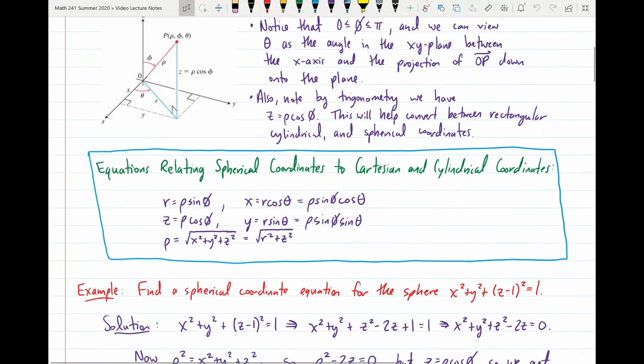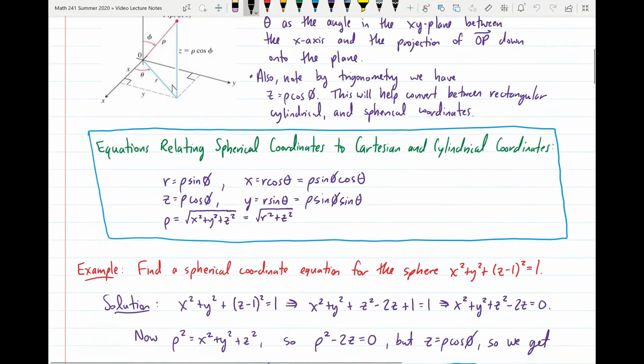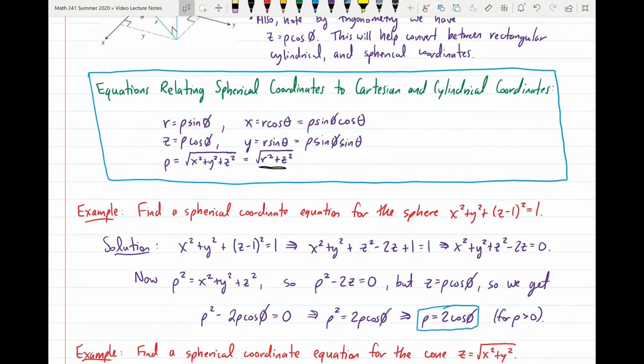And this is basically by definition, because the square root of x squared plus y squared plus z squared is the distance in Cartesian coordinates from the origin to the point P. And we've said that rho is defined to be the distance from the point P to the origin. And we still have that r squared is equal to x squared plus y squared, so we can substitute the x squared plus y squared inside of the square root, and we get the square root of r squared plus z squared. So these are important equations.